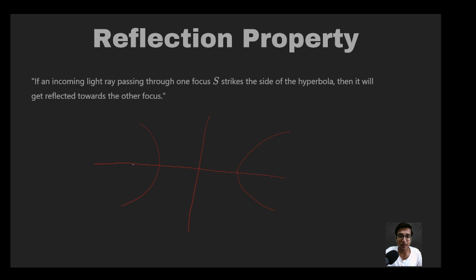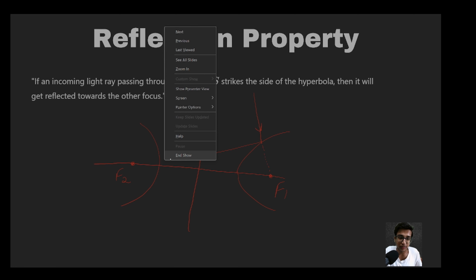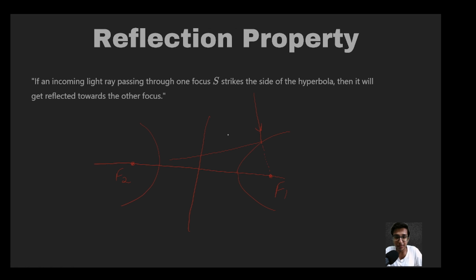Let's say this is our hyperbola, this is our F2 and this is our F1. Let's say there is a line that appears to be passing through the first focus. After touching the curve of our hyperbola, it will pass through the second focus. Or for the time being, it will look as if it is passing through the other focus. And then it will get reflected again. It will appear as if it is passing through the other focus.